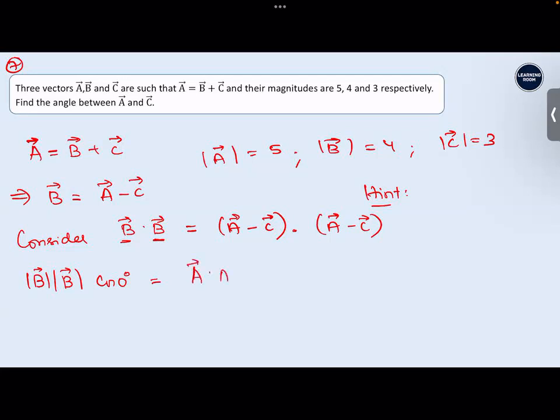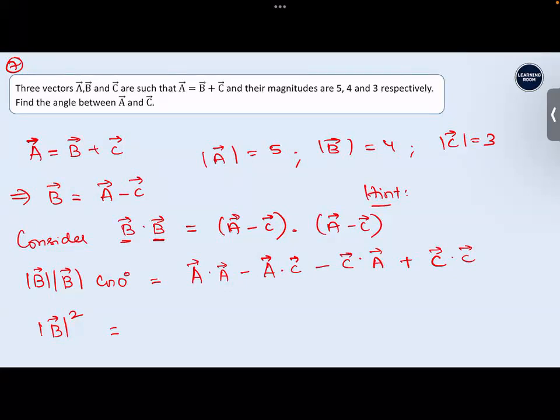It is A vector dot A vector minus A vector dot C vector minus C vector dot A vector plus C vector dot C vector. Observe, is this clear? Right. So this left hand side will be magnitude of B vector square into cos 0, which is 1. Correct? So one point to be noted is the dot product of any vector with itself is the magnitude of that vector square.